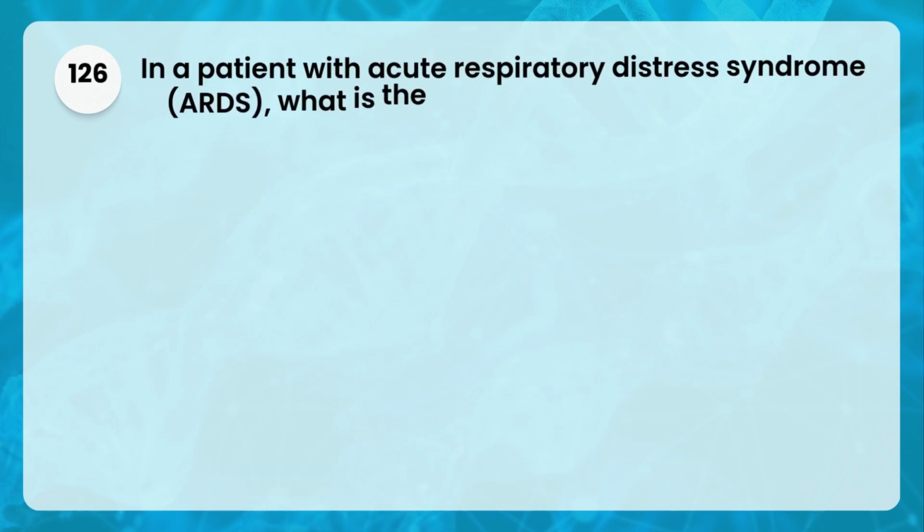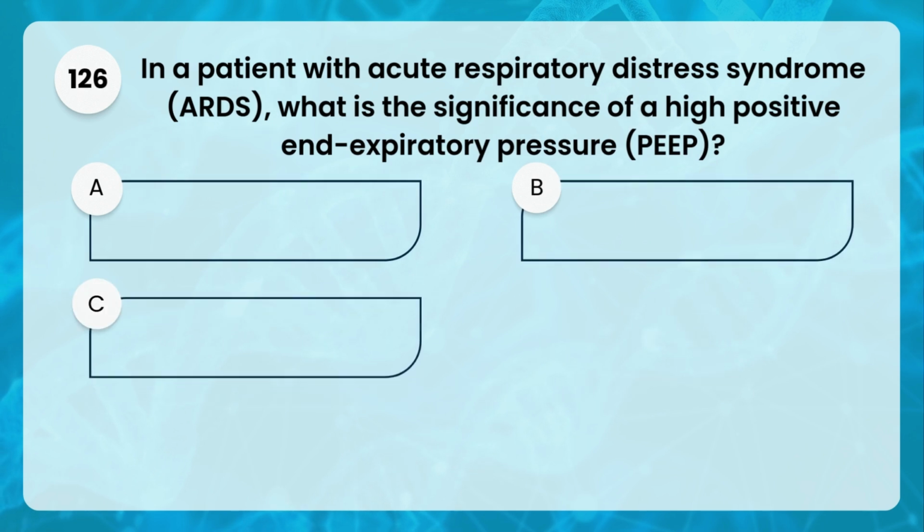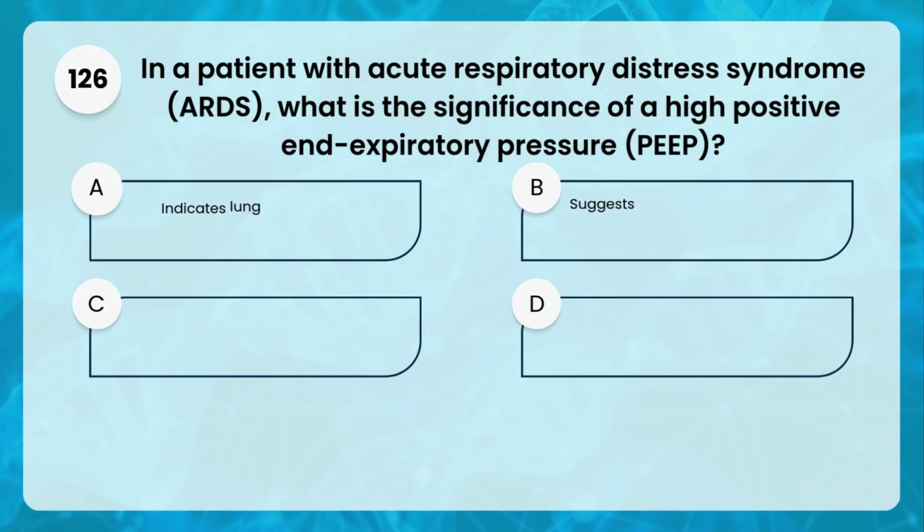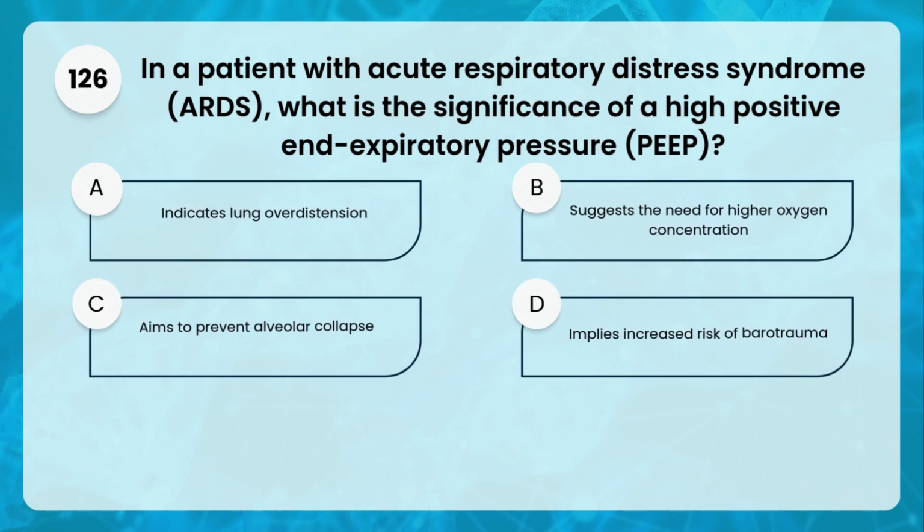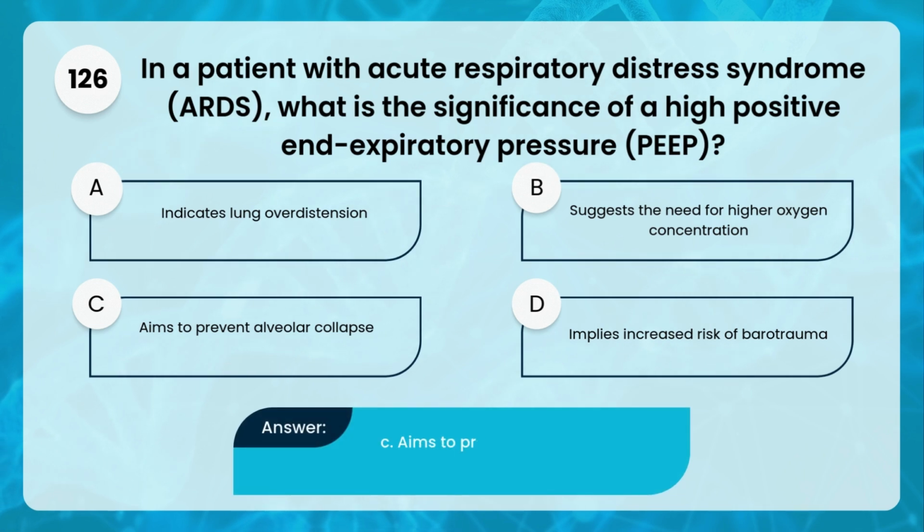126. In a patient with acute respiratory distress syndrome, ARDS, what is the significance of a high positive end expiratory pressure, PEEP? A. Indicates lung overdistension. B. Suggests the need for higher oxygen concentration. C. Aims to prevent alveolar collapse. Or D. Implies increased risk of barotrauma. The answer is C. Aims to prevent alveolar collapse.